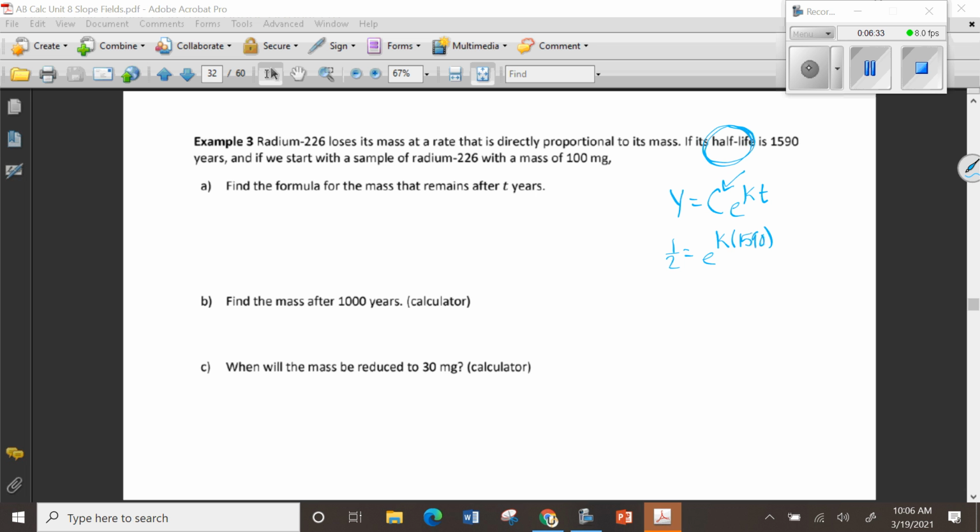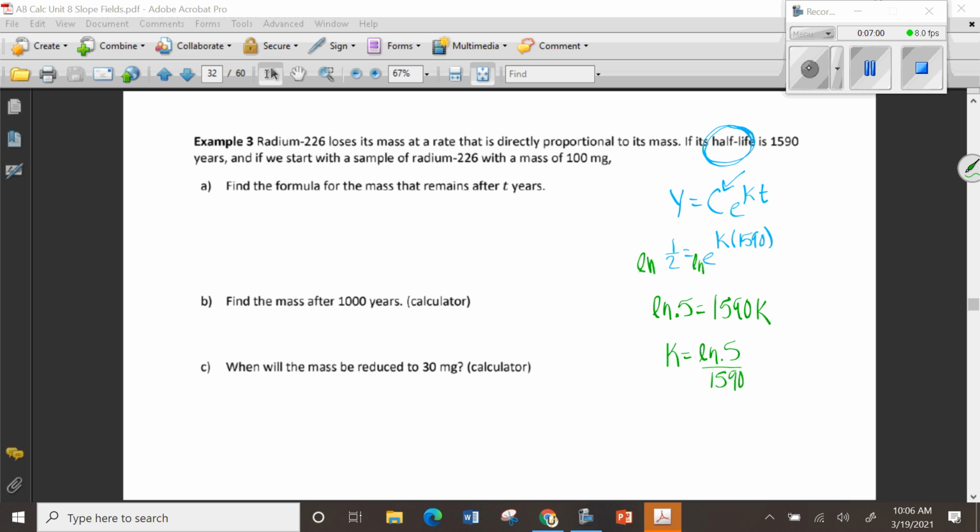So now we're going to have to solve for whatever K is. We have to have our rate. So I'm going to change 1/2 to 0.5, just because it's a little bit easier. And we're going to ln both sides to clear e. So I have ln 0.5 equals 1590K. And we're going to divide 1590 off. So we have K equals ln 0.5 over 1590.